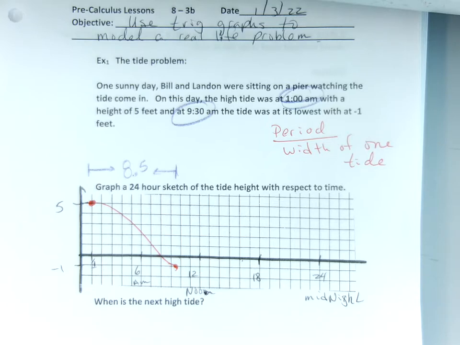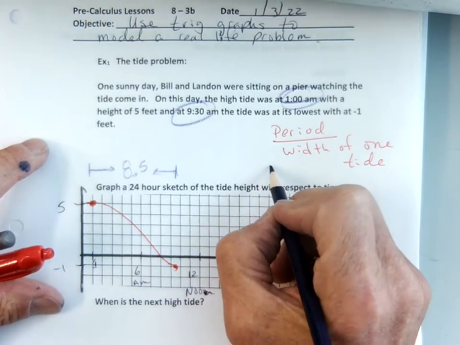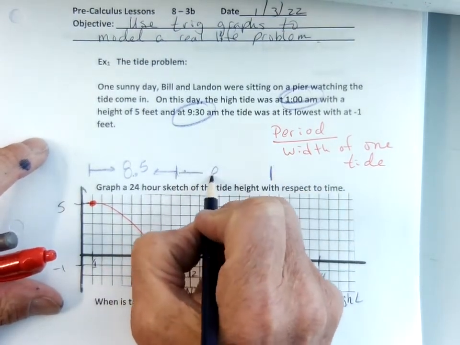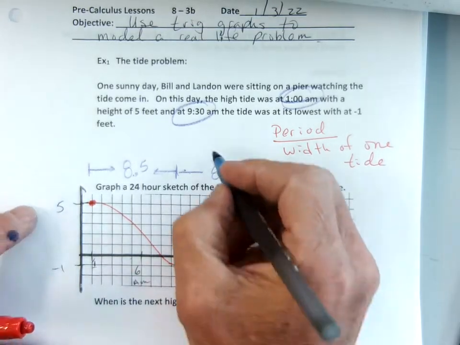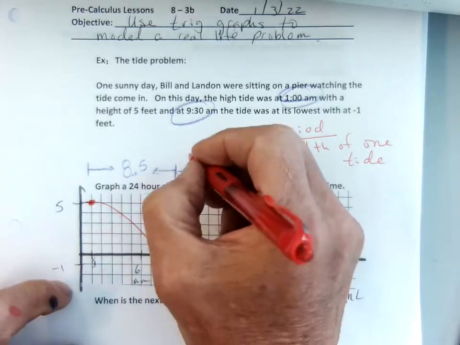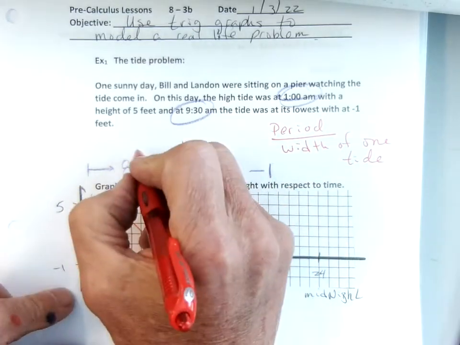Okay. So then we're going to add another 8.5, which makes a total of 17. Okay, so I agree. My period is 17.